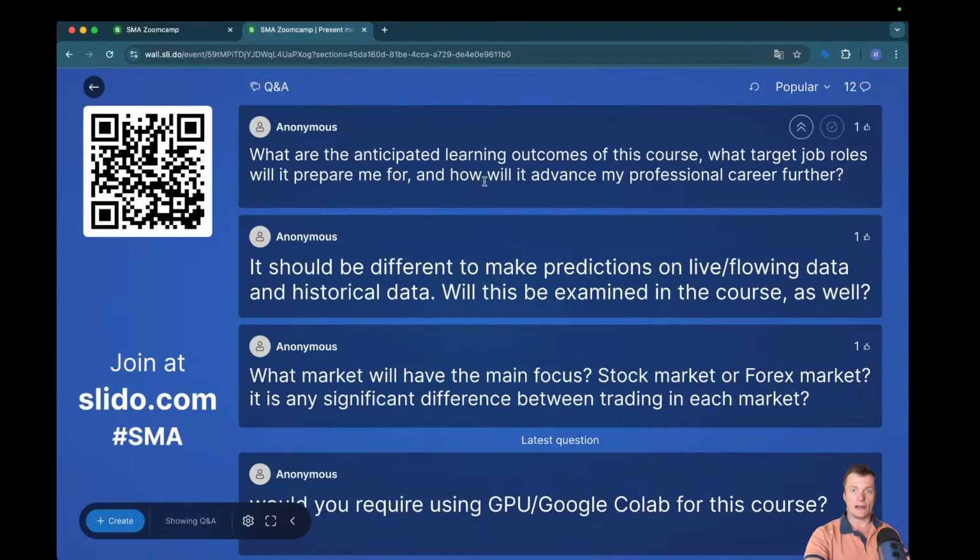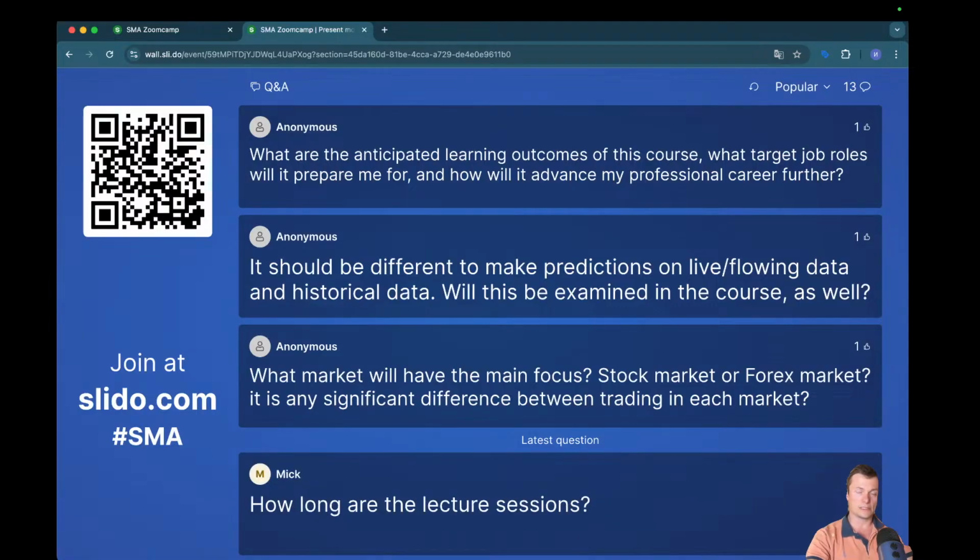What are the anticipated learning outcomes of the course? What target job roles will it prepare me for, and how will it advance my professional career further? I'd say that this is a practical course for investing. We will discuss later on the potential outcomes at different stages. I have a specific slide on this, but I wouldn't advise this course as a first course for someone who just starts the career, because it has so many different aspects and it's quite complicated.